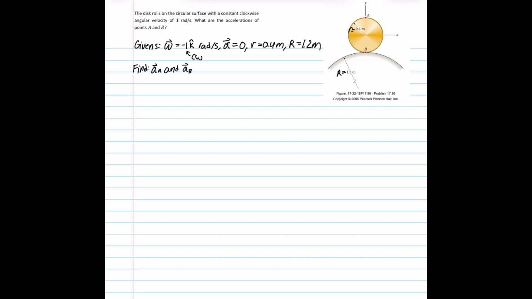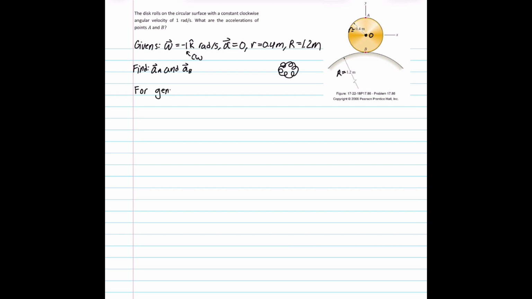Okay, so points A and B, their motion is kind of complicated, but if we let the center of the circle be O, we can use that to find the behaviors of points A and B, because O's motion is simpler than point B's and A's. As you can tell, they're moving in a circle around a circle. So for a general point P, let's write out its equation so that we can just replace P with A and B at the end.